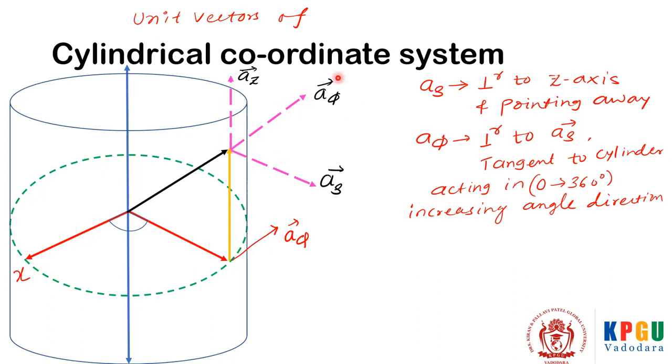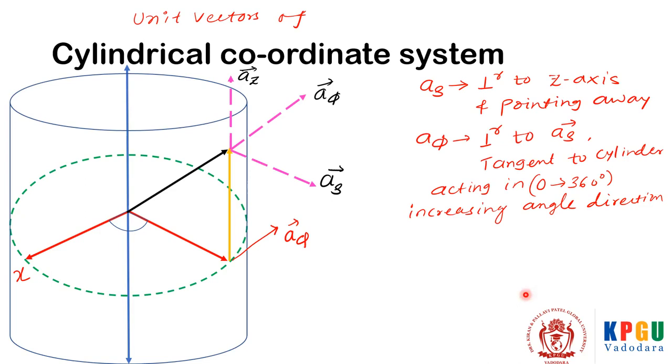So these are the three unit vectors, and they are mutually perpendicular to one another. As you can see, A rho is perpendicular to the Z axis and pointing away. A phi is perpendicular to A rho, and it is tangential to the cylinder, acting in such a way that the angle is increasing. And AZ is along the Z axis. So that is how you explain the cylindrical coordinate system. In the next short video we'll discuss the spherical coordinate system. So that's all here.